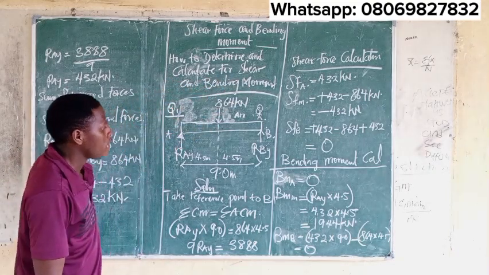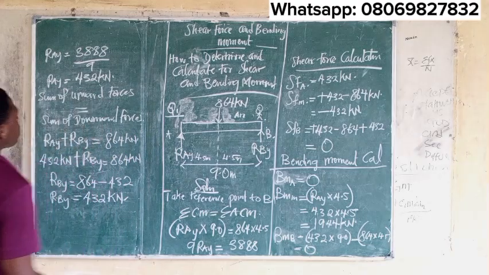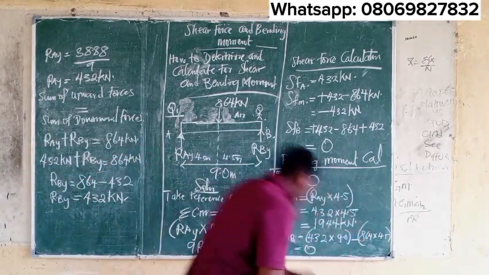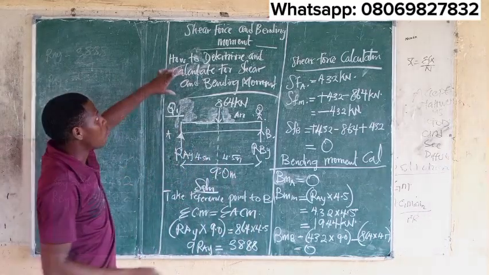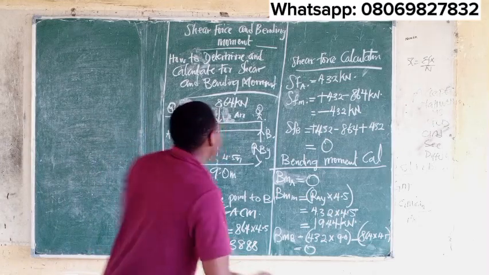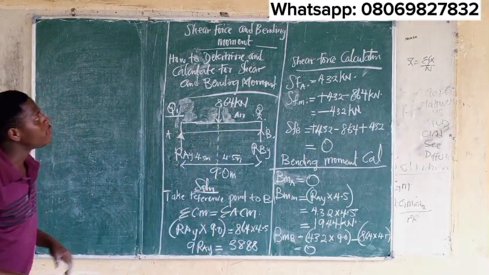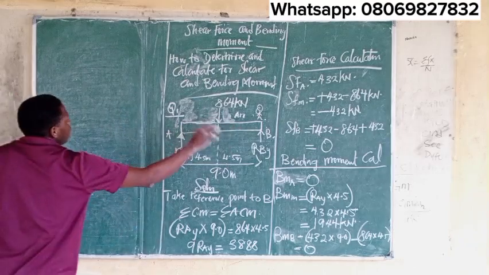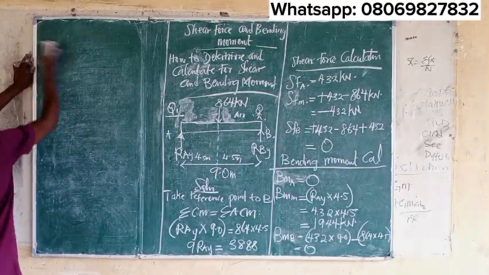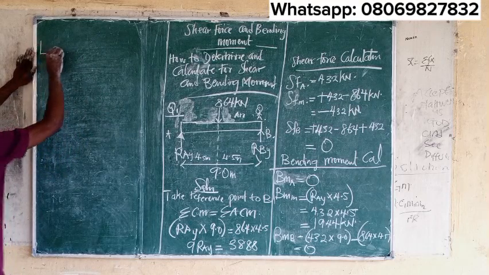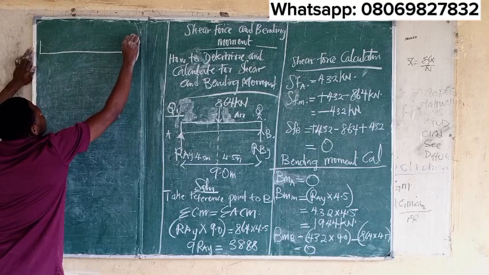Now let's go into the graphical representation of our shear force and bending moment. We want to show the graphical representation of our shear force and our bending moment. Now I told you the first thing you do is to redraw this diagram again. Now we are drawing what we have here. We have that to look like this.